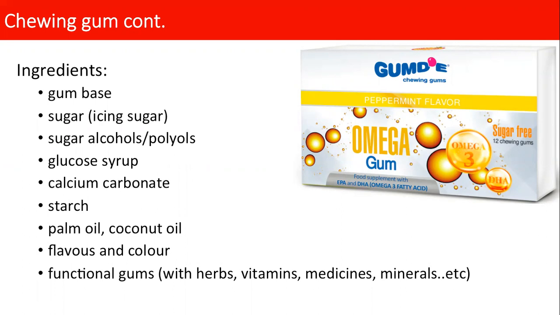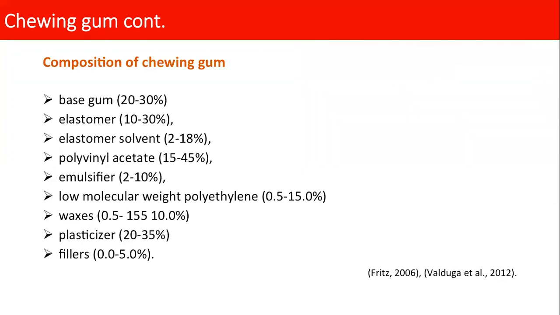Icing sugar is actually sugar where we have reduced its crystal size. Ground sugar, right? Glucose syrup, calcium carbonate. What is the role of calcium carbonate here? Starch, palm oil, coconut oil, flavors, colors, and functional gums with herbs, vitamins or medicine. All these are very familiar ingredients. So the composition is also there. We have already discussed it in the previous figures, right?